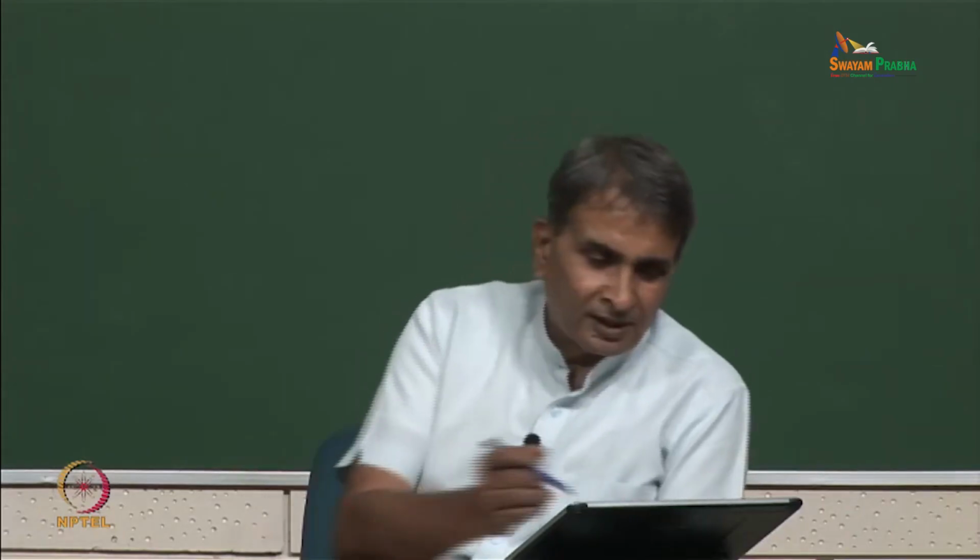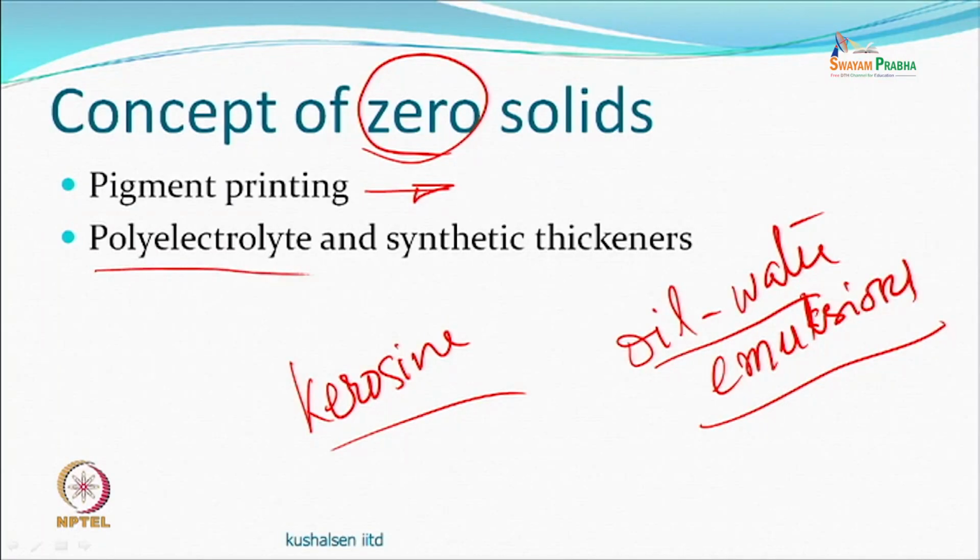They then thought about synthetic thickeners and polyelectrolyte structure. You see, the best part of one of these polyelectrolytes is that at a given concentration, when you dissolve them, the viscosity is very low. It just flows like water. But you change the pH and suddenly you have very high viscosity.